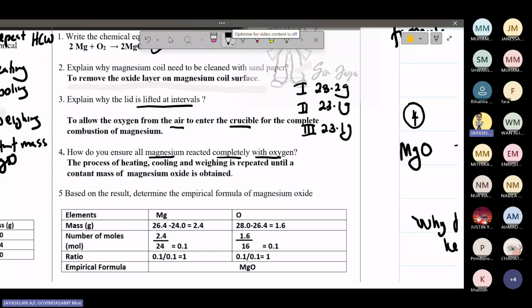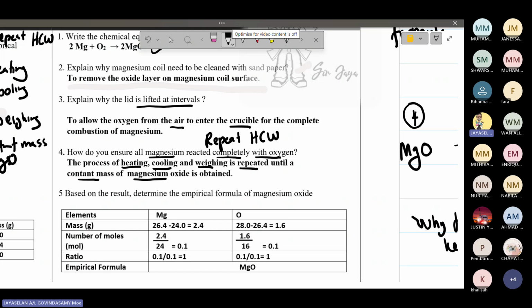Maksudnya, tindak balas ni hanya akan berlaku sehingga kamu dapat 23.1. Okay, if in the exam they ask how do you ensure the reaction completed or how do you ensure the magnesium ribbon reacted completely with oxygen, you just letak repeat. Repeat HCW process. The process of heating, cooling, weighing is repeated until constant mass of magnesium oxide is obtained. Any question? Bila kamu dah dapat constant mass, bila you ulang banyak kali, maksudnya magnesium dah bertindak balas dengan lengkap.